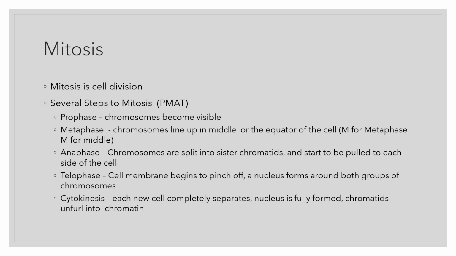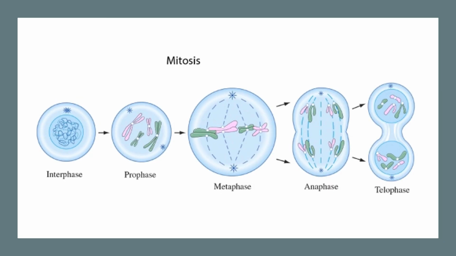And then we have cytokinesis, which is where each new cell completely separates from the old one. So the pinch is finally completed and you have 2 identical cells. The nucleus is fully formed and chromatids unfurl into chromatin. So here's a visual of the entire cell division process.